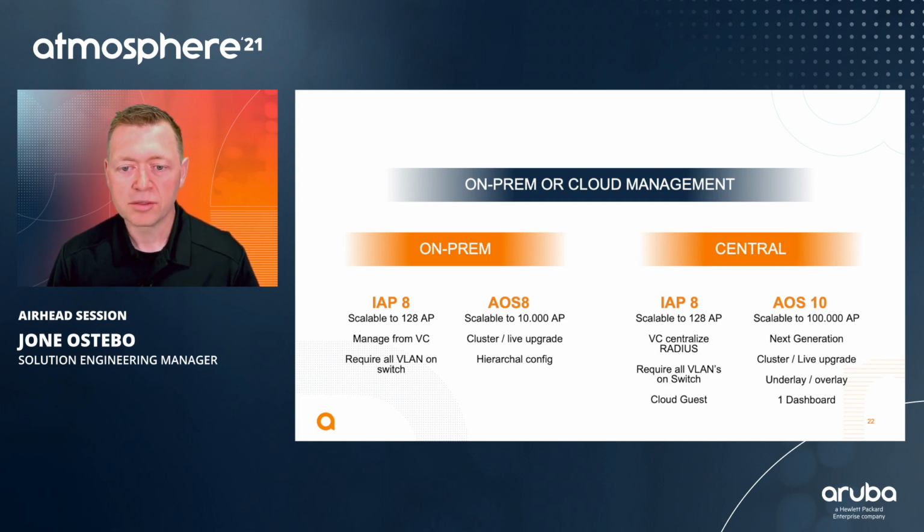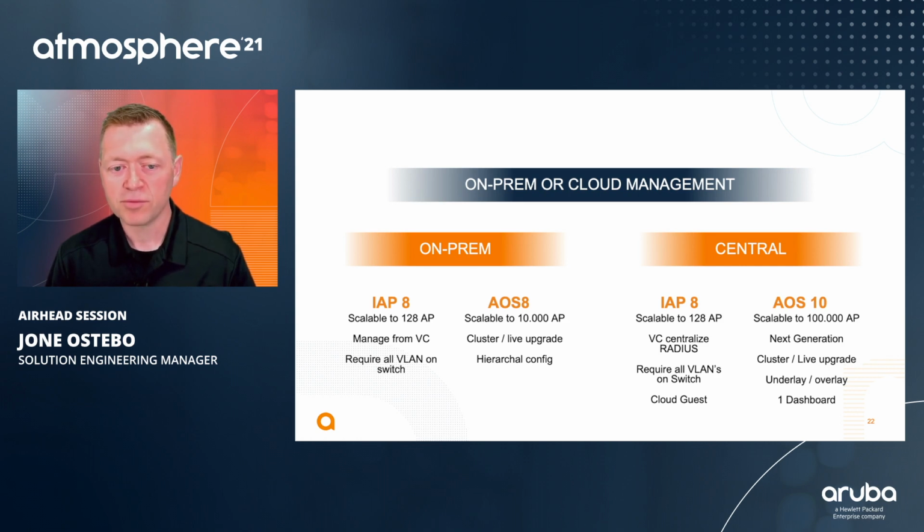For those that would like to go into cloud, we have two different approaches here as well. You can do cloud-based management using our Instant access points with software version 8. That is the software version that has been out for several years and has been reliable for a long time. You're managing from Central, but most of the processes are being processed on the access point itself. We're still limited to the scalability of 128 APs per cluster, but we have the ability to have distributed locations and have multiple locations with identical configuration.